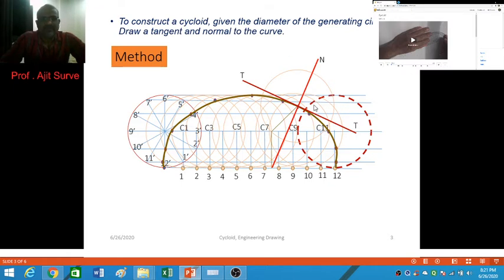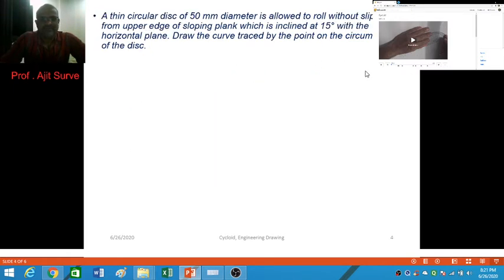Okay, now once you understood this one, you have to practice on this one, because without practice there is no understanding of the drawing. So here I consider a problem that a thin circular disc of 50 mm diameter is allowed to roll without slipping from the upper edge of the sloping plank, which is inclined at 15 degree with the horizontal plane. Draw the curve traced by the point on the circumference of the disc.